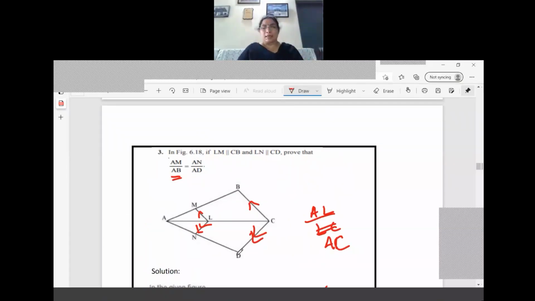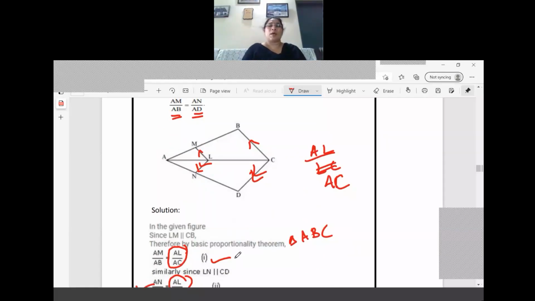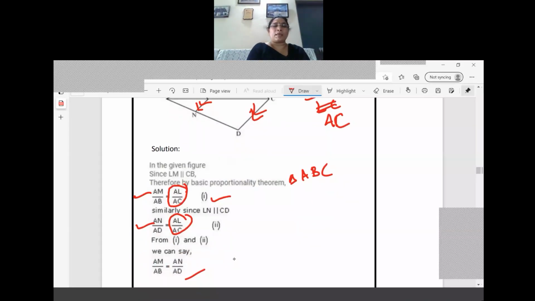So you can write it as AM by MB only, but here we want AB and AD. If you check the diagram, it is the total length. So we are applying according to that, and we are writing the first ratio as AM by AB equal to AL by AC. Next, AN by AD equal to AL by AC.